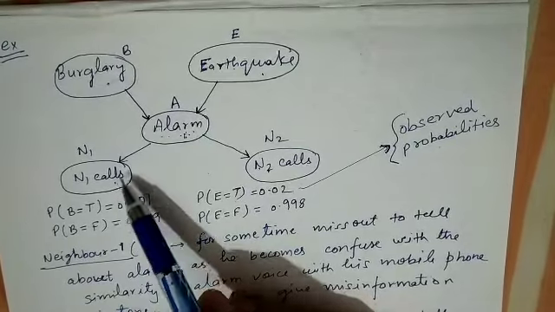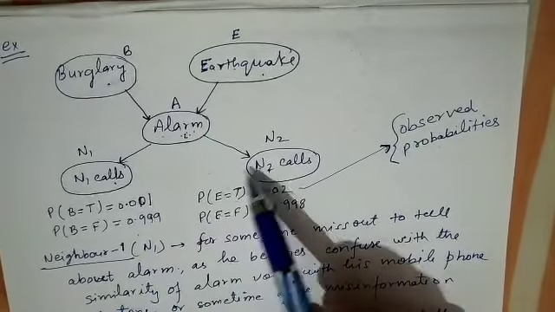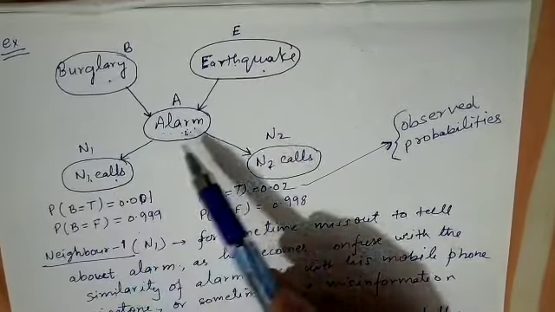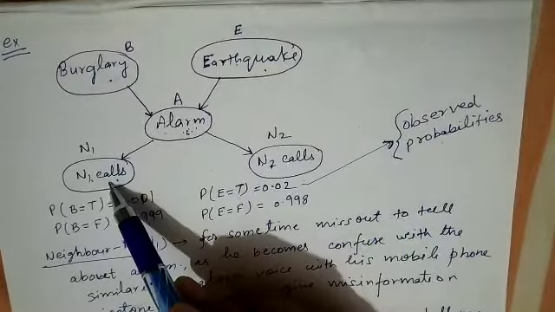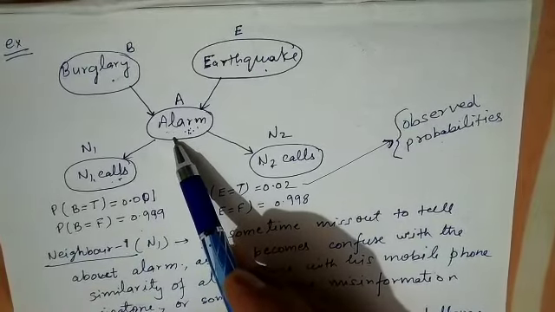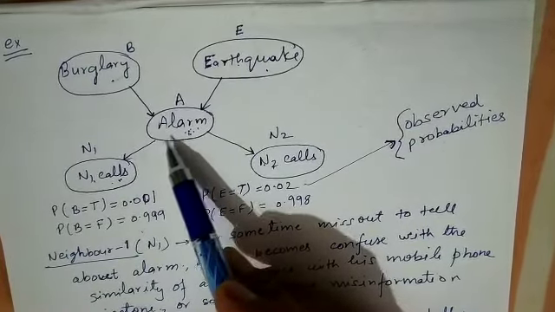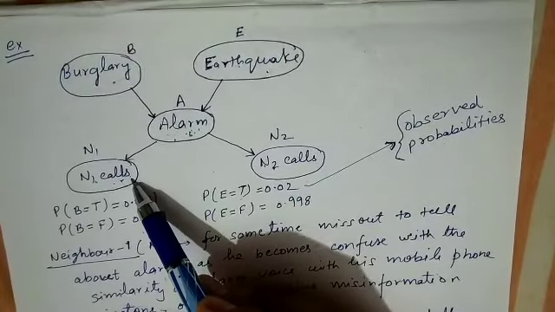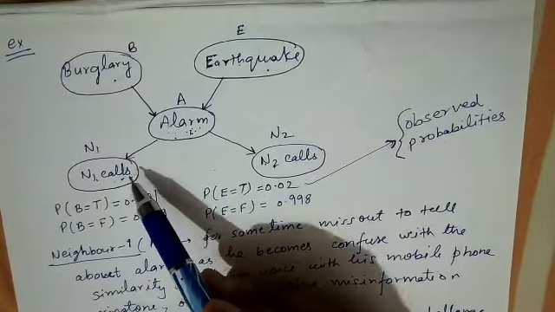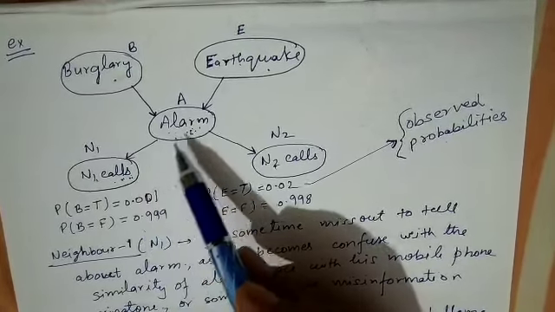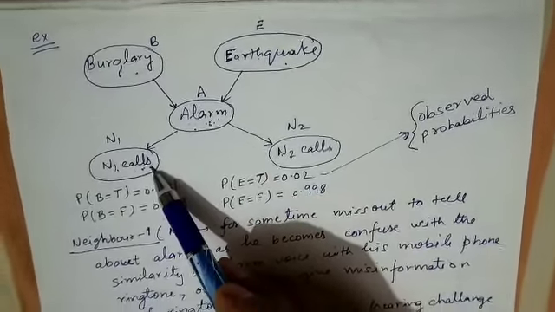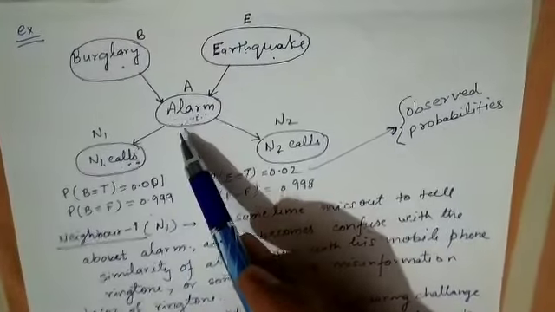But the problem is that both these neighbors have some problems. The problem with neighbor 1 is that he sometimes misses telling about the alarm, because his mobile ringtone is very similar to the voice of the alarm. So he gets a little confused sometimes, thinking it might be his mobile ringtone ringing, not the alarm blowing. In that case he misses telling that person about the alarm.